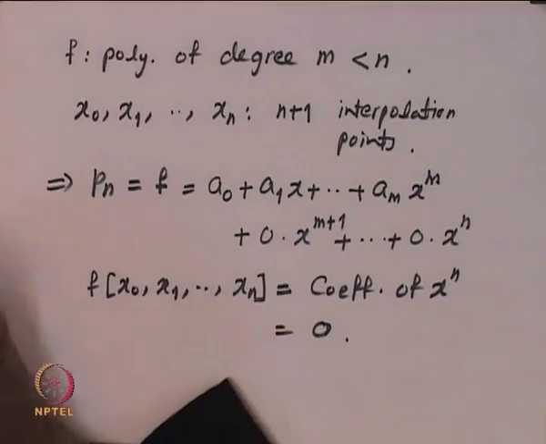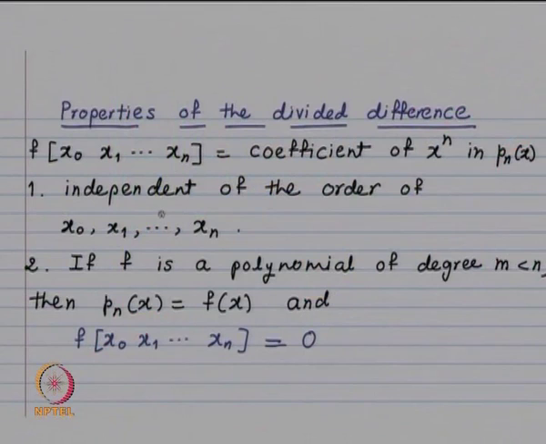So, for the divided difference, we have these two important properties: it is independent of the order of the points x 0, x 1, up to x n, and if your function f is a polynomial of degree m and you are looking at n plus 1 distinct points where n is bigger than m, then the divided difference is going to be 0. Divided difference is independent of the order of x 0, x 1, up to x n, and if f is a polynomial of degree m which is less than n, then the divided difference is equal to 0.